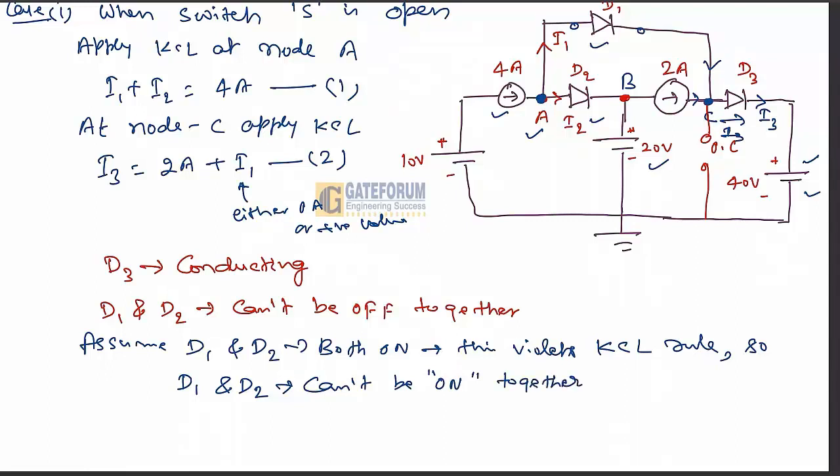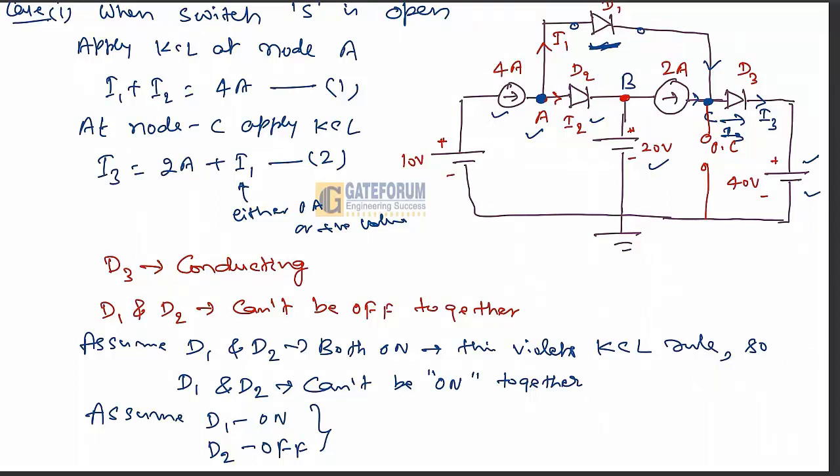Now we have the other two possibilities. What is that? We can assume either D1 off and D2 on, or the reverse, and then we have to check the conditions. So let's say in this case I am assuming that D1 is on and D2 is off. Then how will it behave here? If I am assuming that D1 is on, then at node point C the voltage is 40 volt, and that will appear at node A as 40 volt if D1 is on.